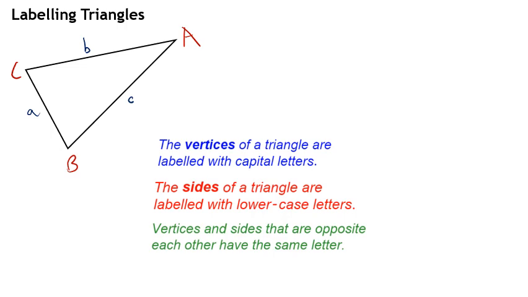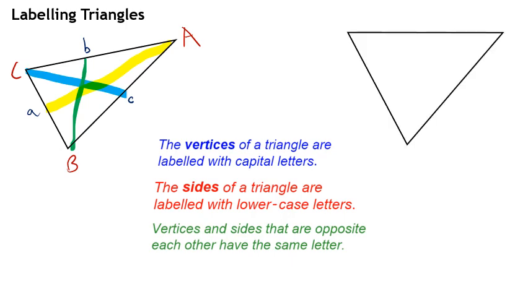Let me just show you what I mean by that. So here, this A matches up with this a. They are opposite each other. This B matches up with this b. They are opposite each other. And then finally, this C matches up with this c. They are opposite each other.